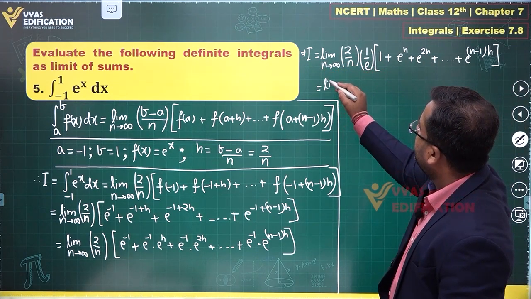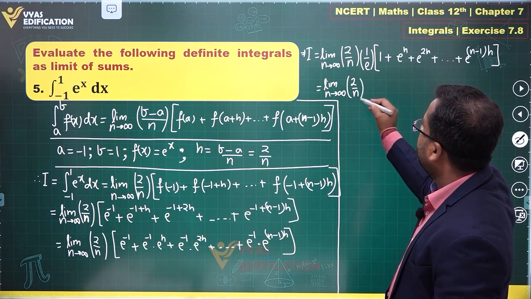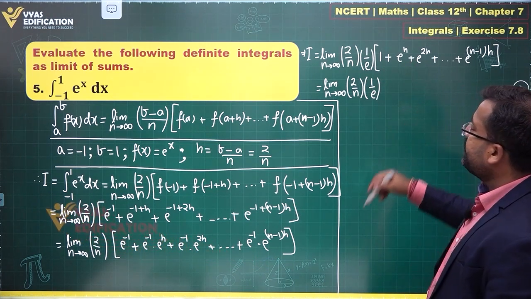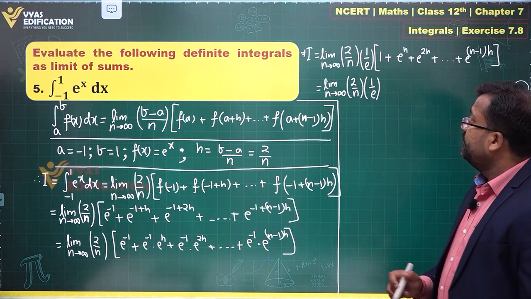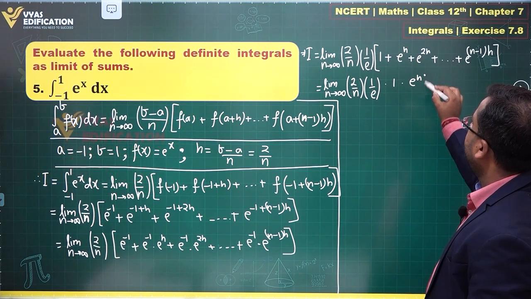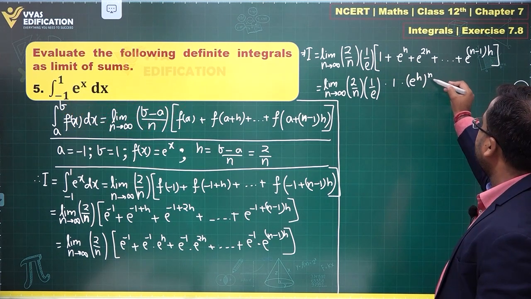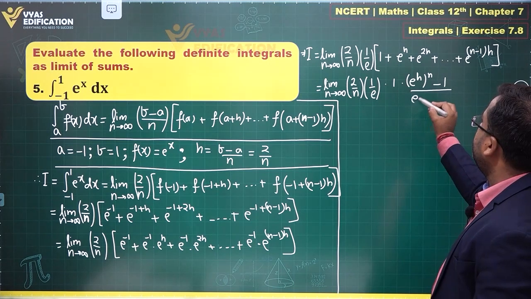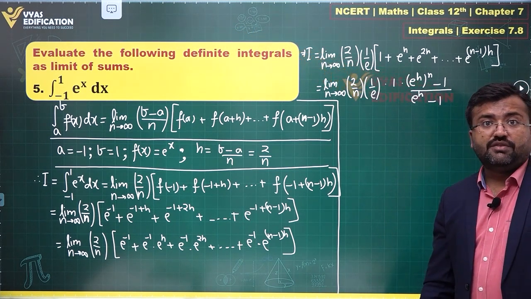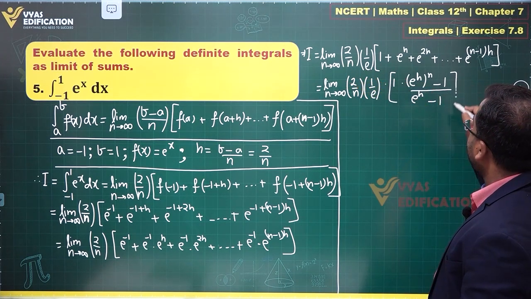This is the limit as n tends to infinity of 2 by n, 1 by e, times this summation, which will be first term times (common ratio power number of terms minus 1) upon (common ratio minus 1). How many terms are there? Total n terms are there. Can you observe that carefully? Yes, this is what you get, in the square brackets.